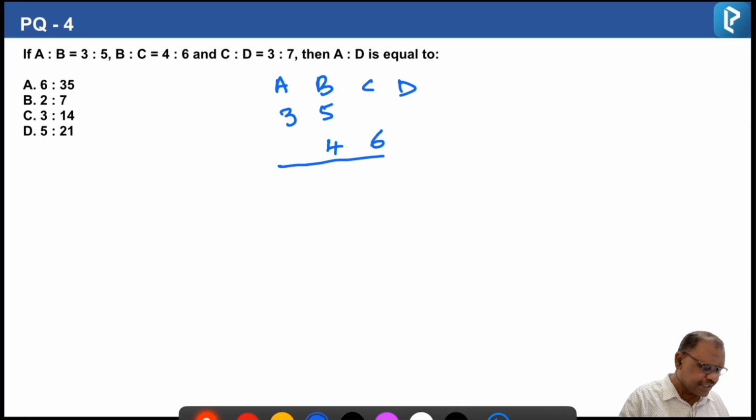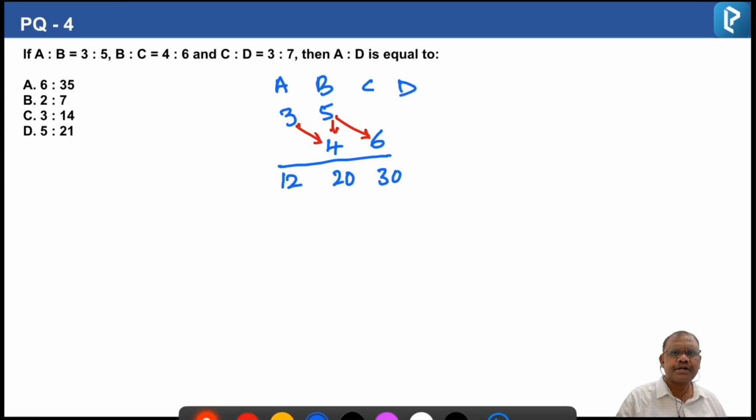First of all, let us combine the two ratios. Multiply 3 with 4, 5 with 4, 5 with 6. So what do we get? 3 fours are 12, 5 fours are 20, 5 sixes are 30. This ratio can be simplified. All these three terms are divisible by 2. 2 sixes are 12, 2 tens are 20, 2 fifteens are 30.